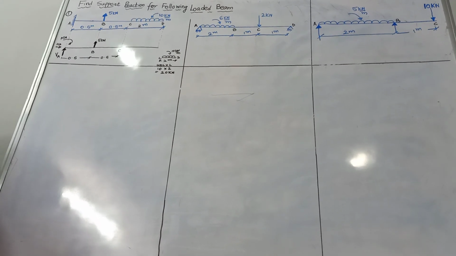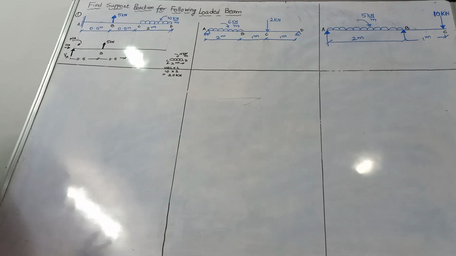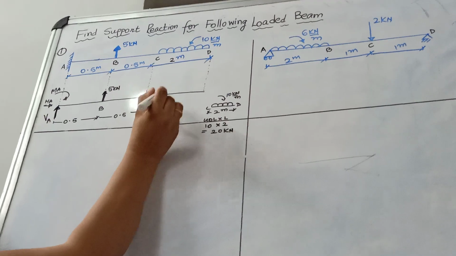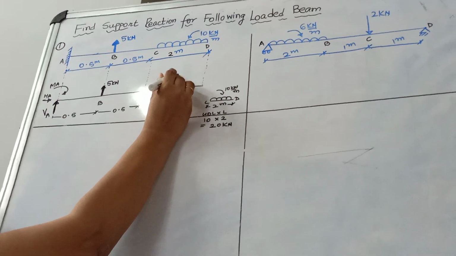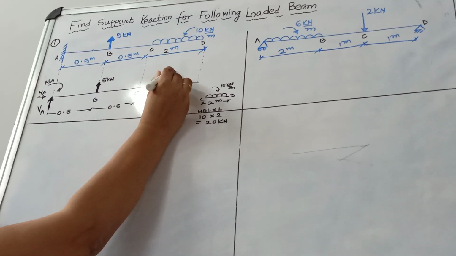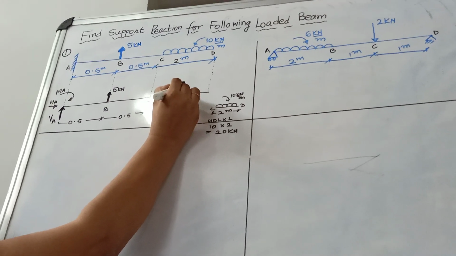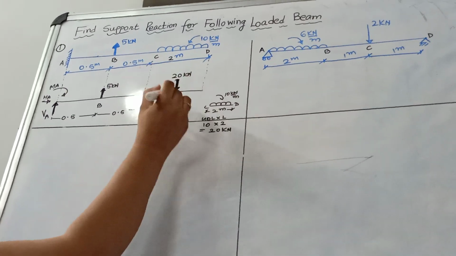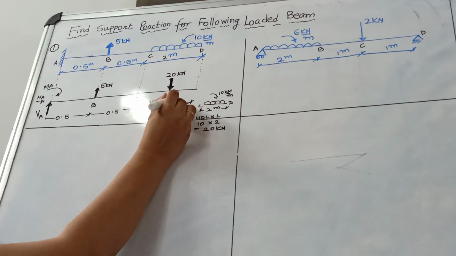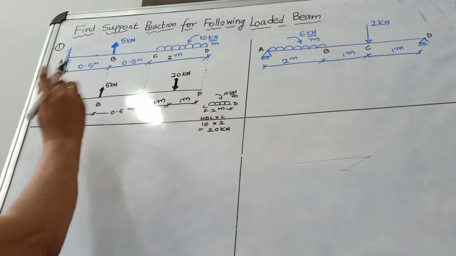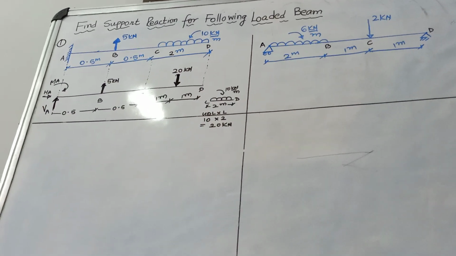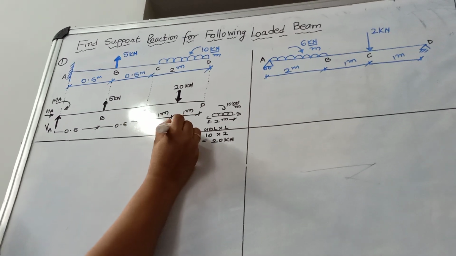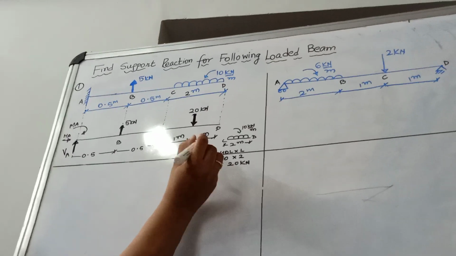What is the center of CD? CD is 2 meters, so its center will be at 1 meter. So at a distance of 1 meter, we have the UDL converted in terms of a point load of 20 kilonewton at the center. So this diagram is called a free body diagram.